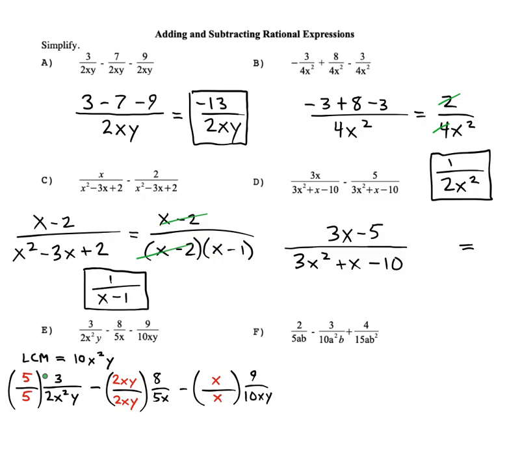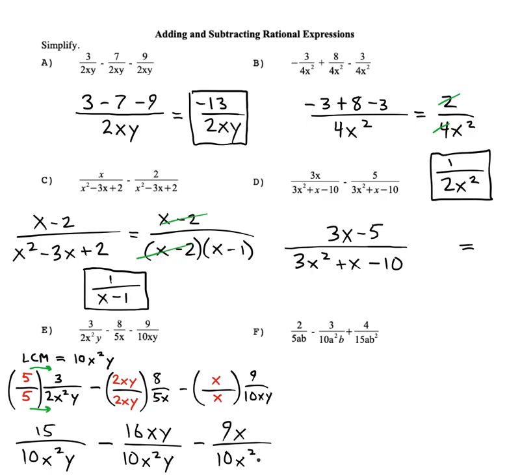Okay, so with fraction multiplication, we just want to multiply straight across. So it'll be 5 times 3 makes 15. Down here we'll have what we needed, which is 10x squared y. Let's see, here we'll get 16xy on top, and we'll have 10x squared y on bottom, which is what we wanted. And then we'll have a 9x on top here over 10x squared y.